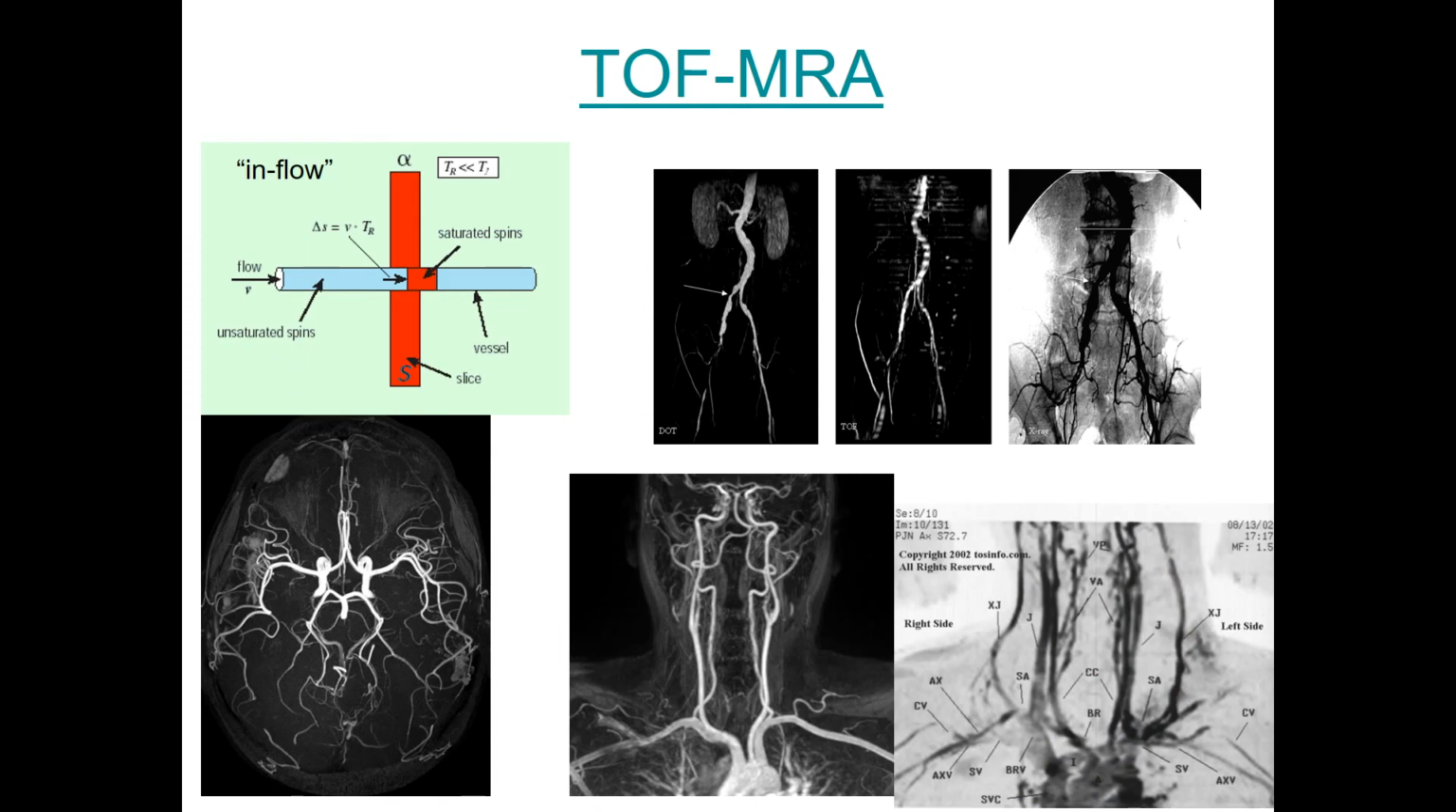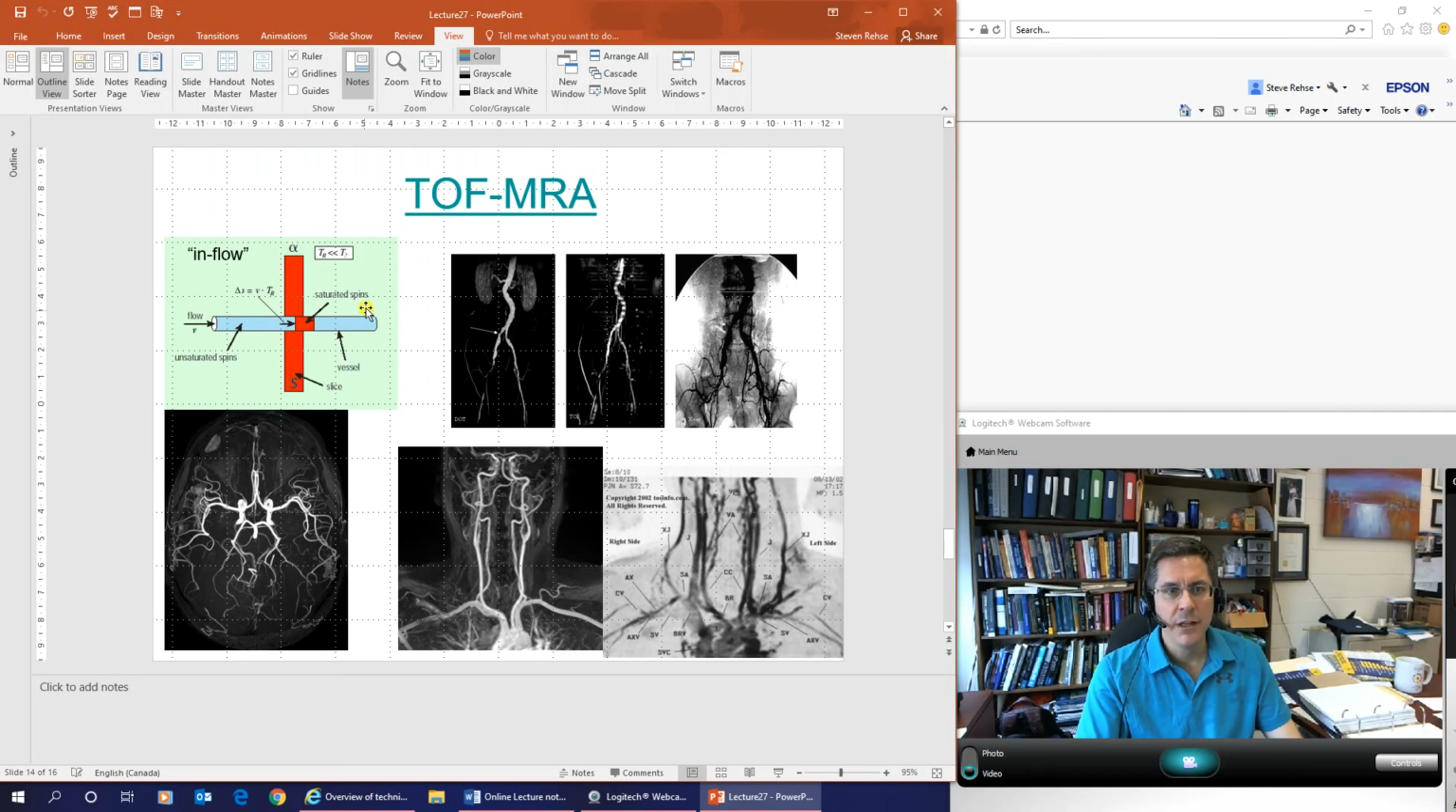Let me zoom in on this picture. Look at these beautiful images. These look like some of the angiograms from X-ray CT, but these are actually MR images. Beautiful images of the blood vessels due to this time of flight magnetic resonance angiography. And for this effect, it's all going to be based on spin saturation.